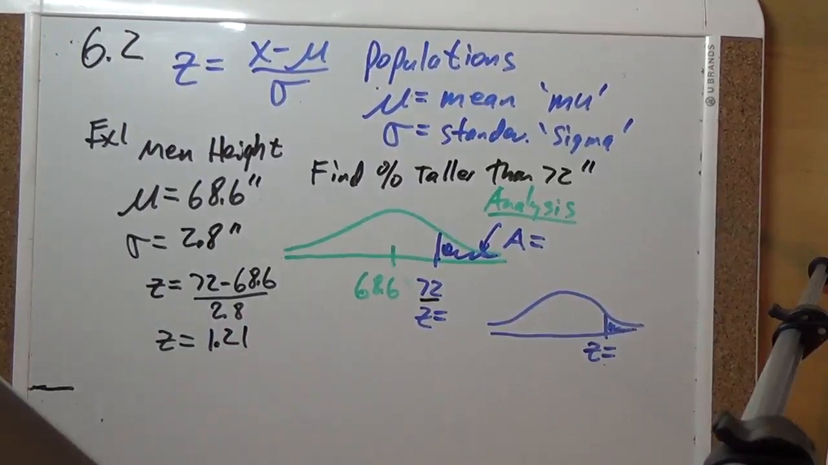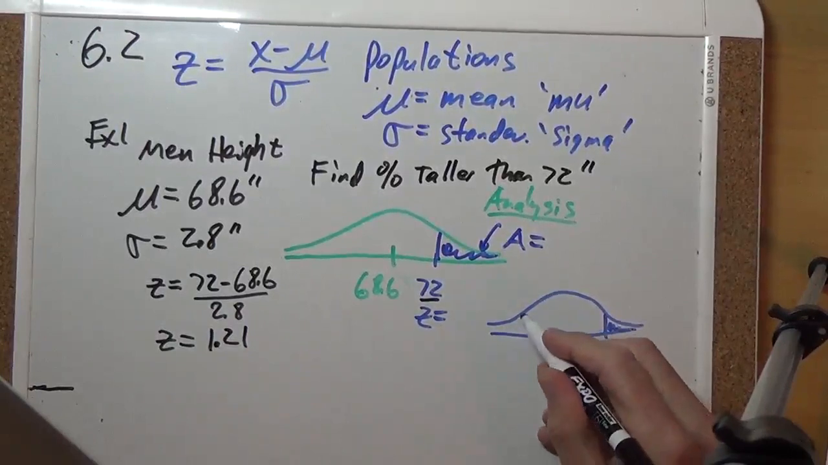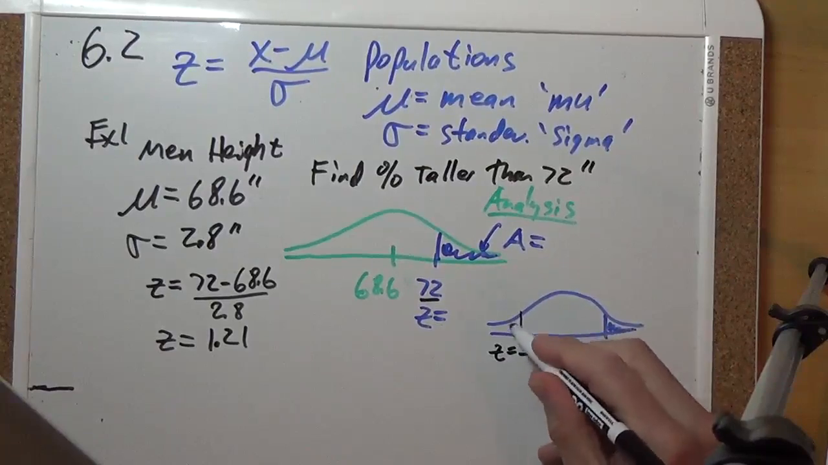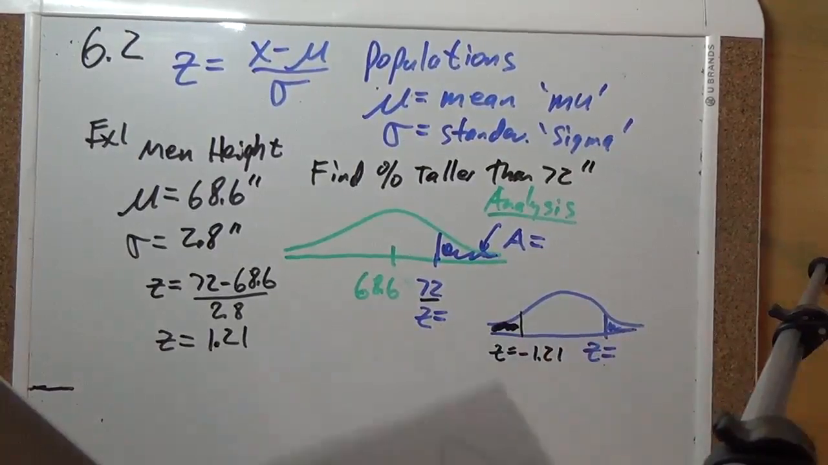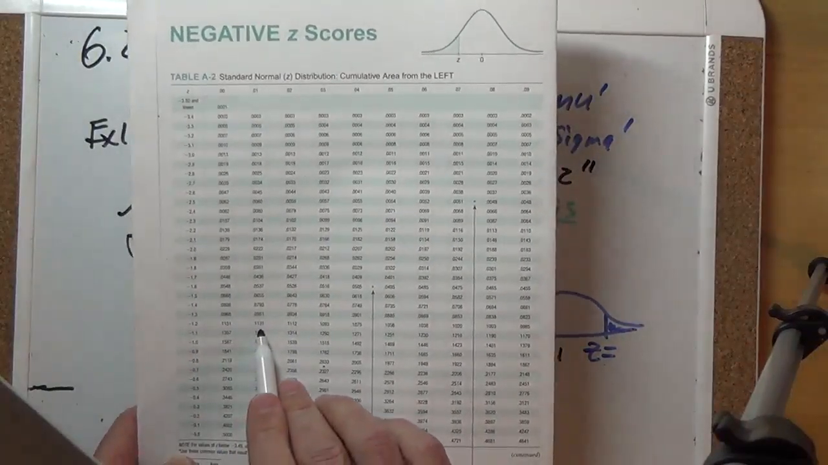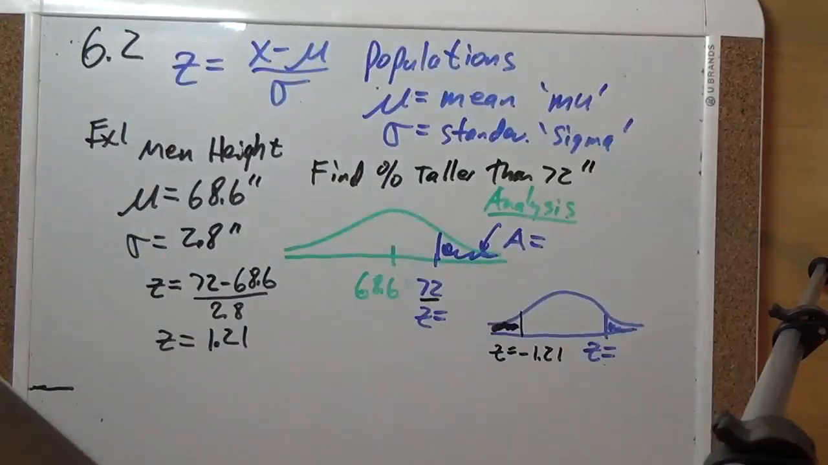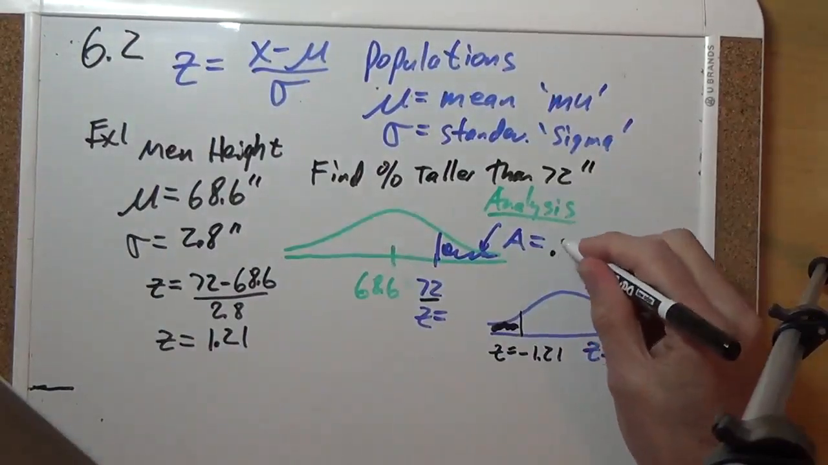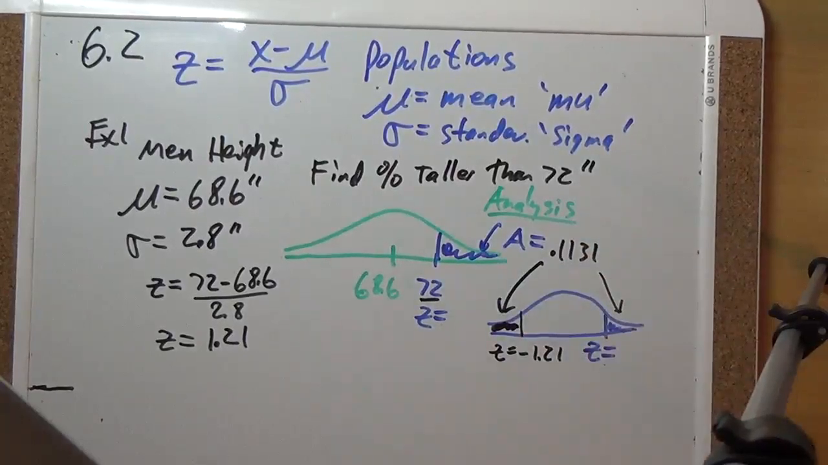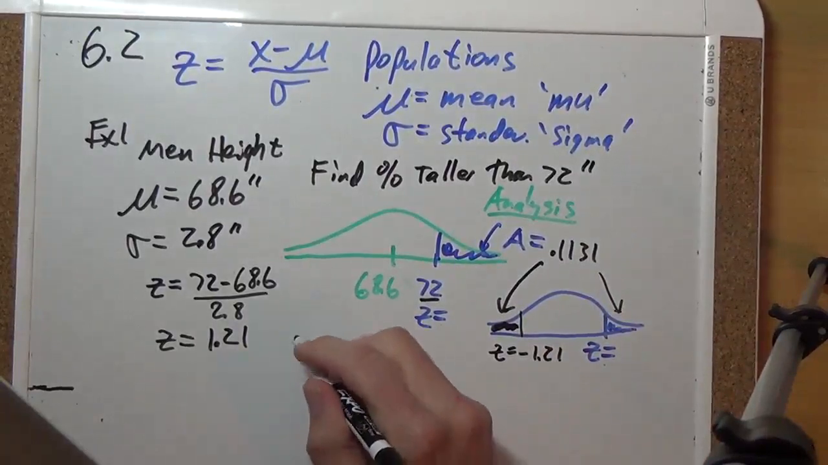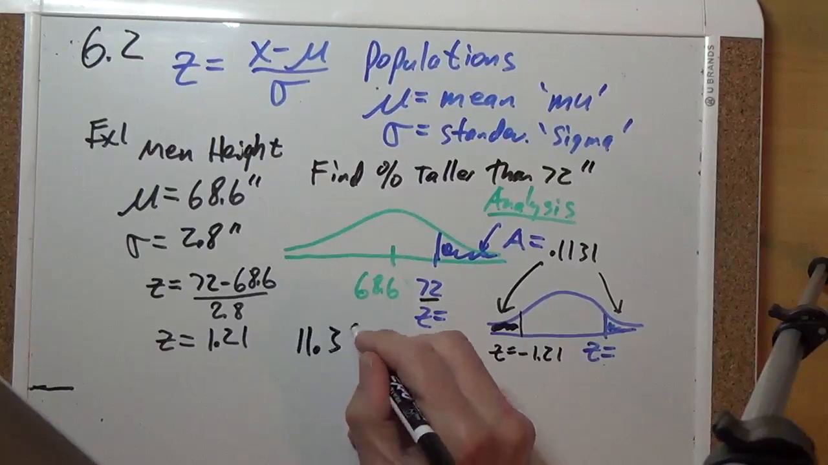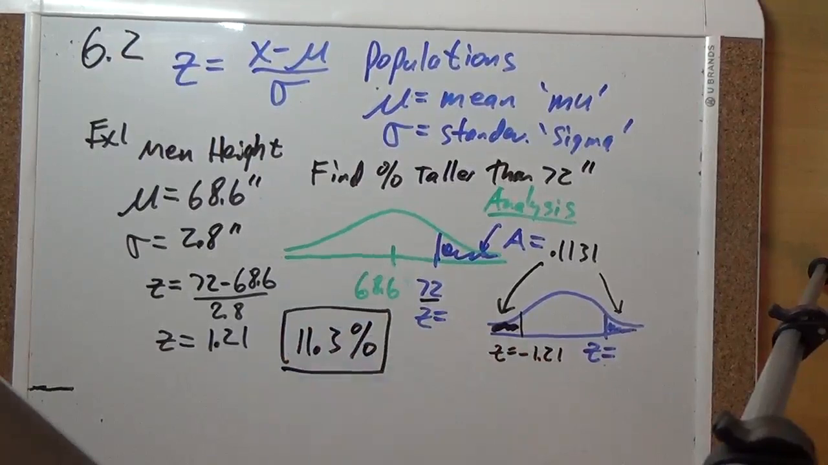Well, I'm going to force you to be lazy and use symmetry. I'm going to go here. I get negative 1.21, and I'm going to find that area. So now I'm using the negative z-scores. Negative 1.21, I got 0.1131. That's the same there, or the same there. So my answer then, the percentage of men that would be taller than 72 inches, which is 6 foot, is 11.3%.